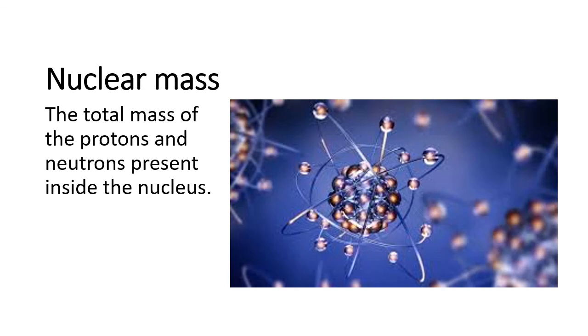Next, we'll discuss the total mass of the protons and the neutrons present inside the nucleus. So if this is your nucleus, inside the nucleus you have protons and you have neutrons. So the mass of all the protons and the mass of all the neutrons added up gives us the nuclear mass. That means the mass of this nucleus. Fine.